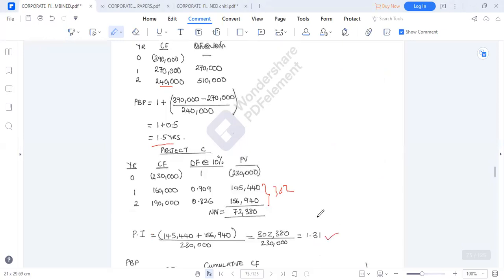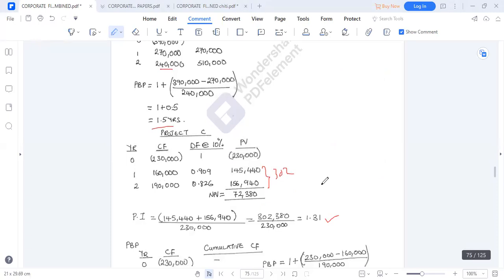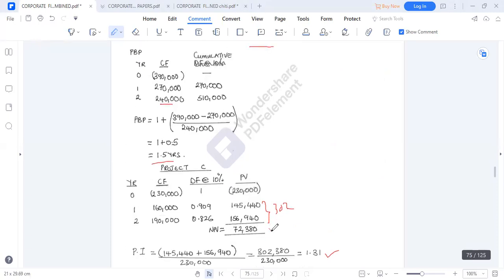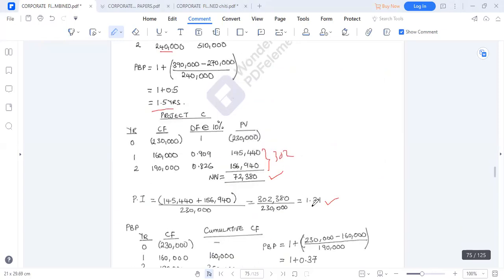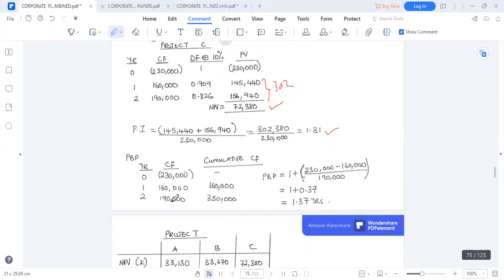So this one, NPV is the highest to start with. Profitability index is also the highest as we speak. Payback period. So we're looking at 230 here. So look between here and here, the 320. So this is our A, our B, our C, and our D. So our A is 1, our B is 230, our C is 160, and our D is 190. So here we get 1.35.